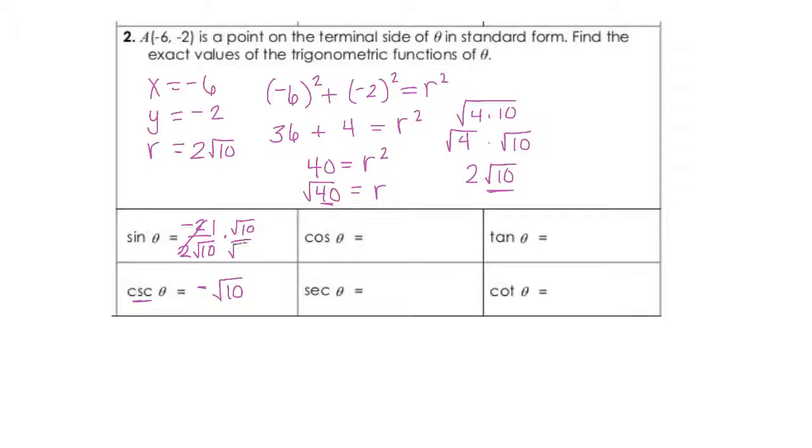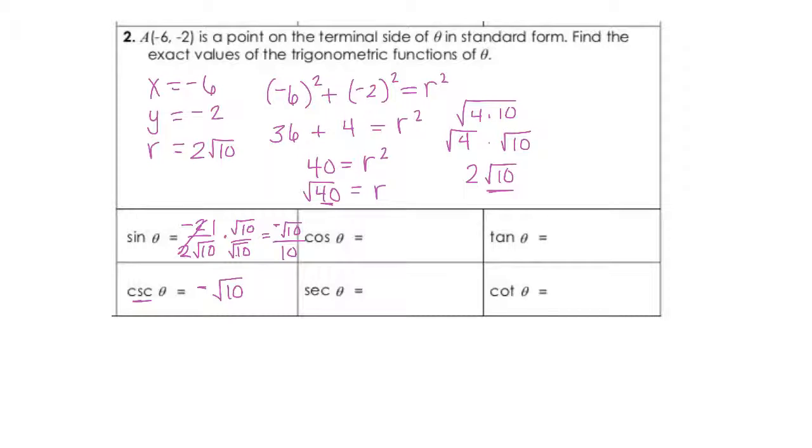Multiply top and bottom by the square root of 10. So negative 1 times square root of 10 is negative square root of 10 over square root of 10 times square root of 10, square root of 100, which is 10.